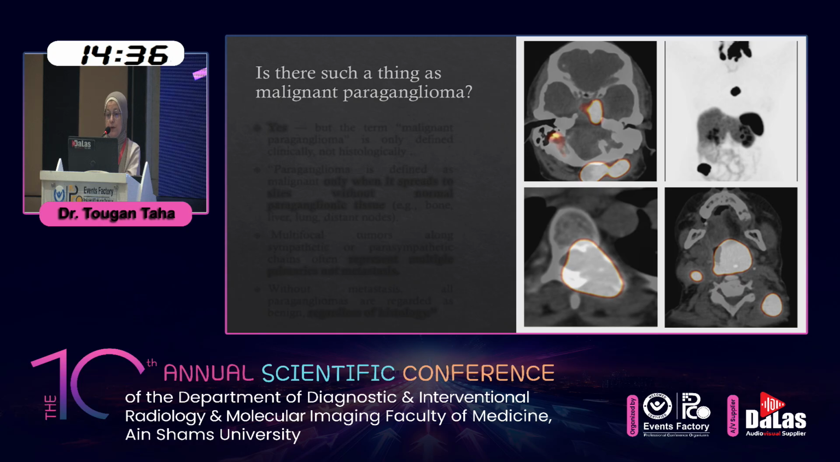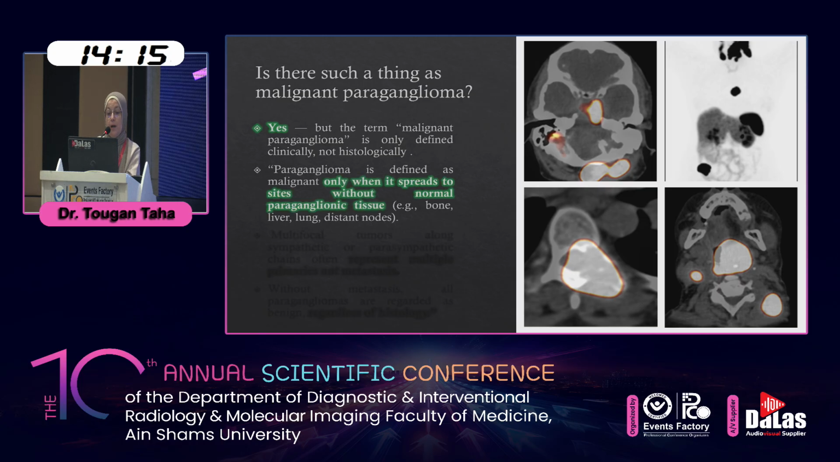More images for the same patient reveal multiple similar lesions in PET-CT with uptake. So the question now, is there such a thing as malignant paraganglioma? Yes, but the term malignant paraganglioma is only defined clinically and not histologically. Paraganglioma is defined as malignant only when spread to sites without normal paraganglionic tissue.